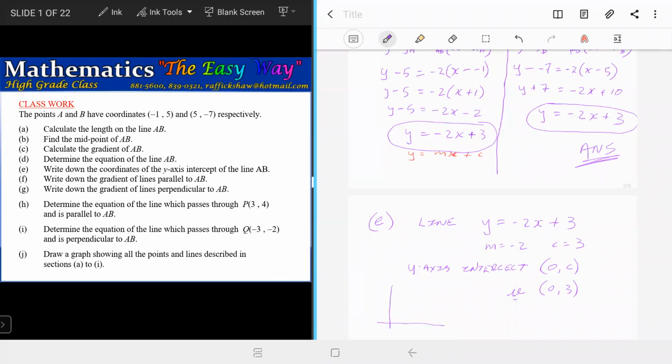What does that mean, (0, c)? The y-axis intercept is the point on the y-axis where the line AB crosses the y-axis, right there. At that point on the y-axis, the x value is equal to 0. That's why we get the 0 right here as the x value. Because the equation is in the form y equals mx plus c, if you put 0 for the x, then this part becomes 0, and the y is going to be equal to 3. So at that point, where x equals 0, y equals 3, and so the point is (0, 3). But when the equation is in the form y equals mx plus c, there's no need to go through all this calculation. I'm just showing you the explanation once and for all as to why it is (0, c), 0 and the c value. That is basically it.